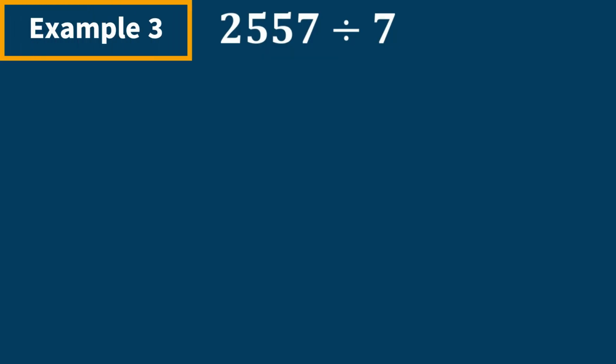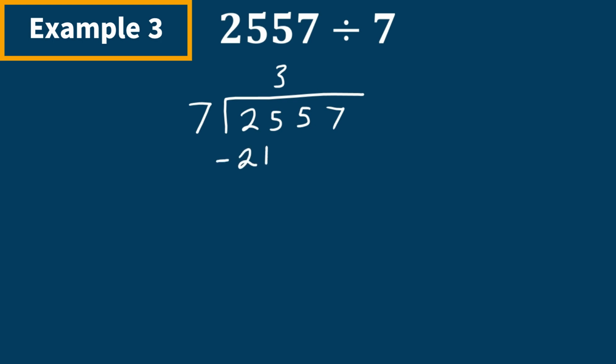Example number 3. We have 2,557 divided by 7. Let's go ahead and rewrite our problem. 7 is going to go on the outside, and the other number is going to go on the inside. 7 cannot go into 2, so now we look at the number next to it as well. 7 goes into 25 3 times. 3 times 7 is 21. We go ahead and subtract these numbers. 25 minus 21 gives us 4. Since 7 cannot go into 4, we bring the next number down.